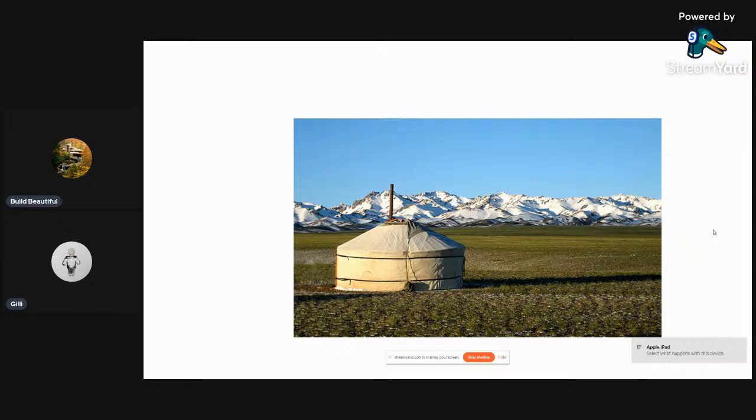constructed. In terms of spatial layout, the ger is traditionally split into five different areas, which consist of four quadrants and one circular space in the center of the ger.